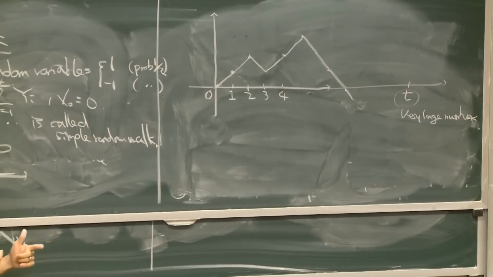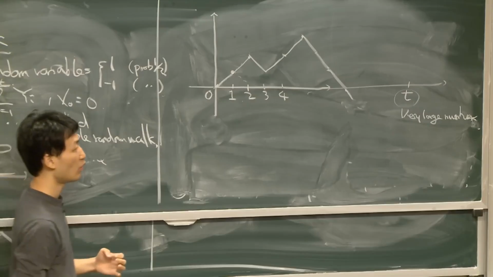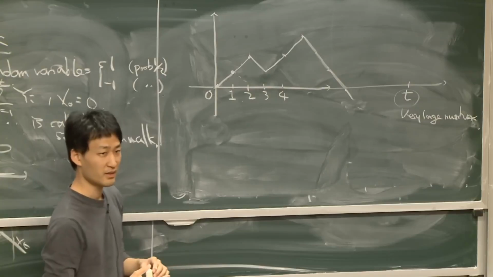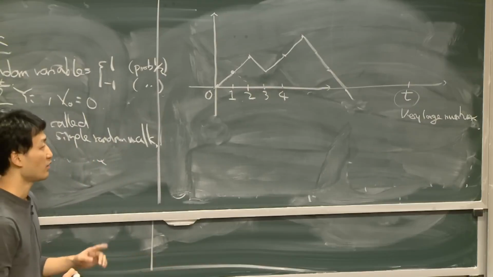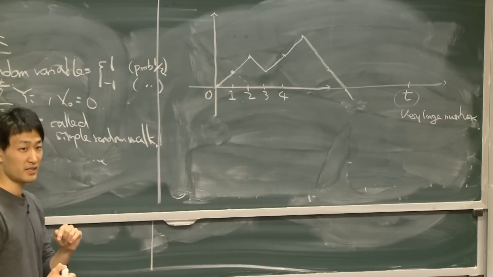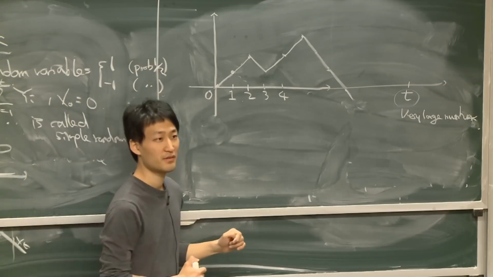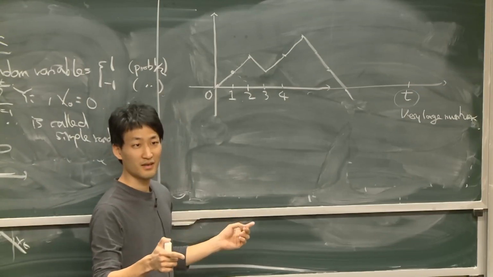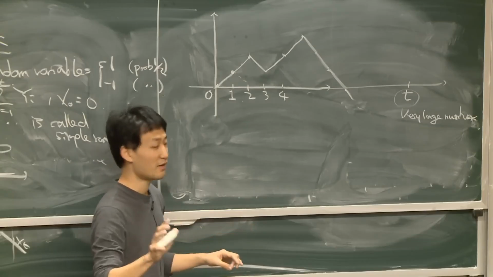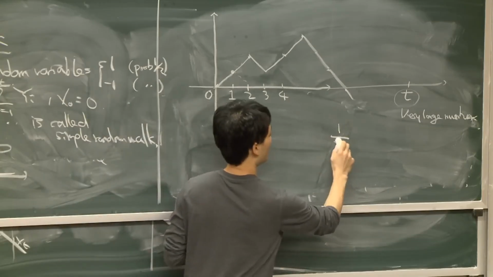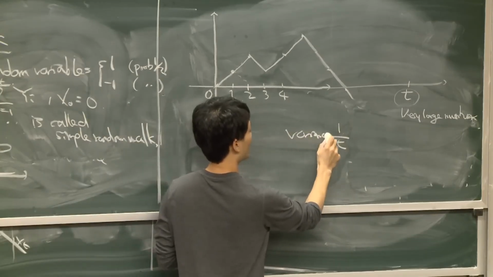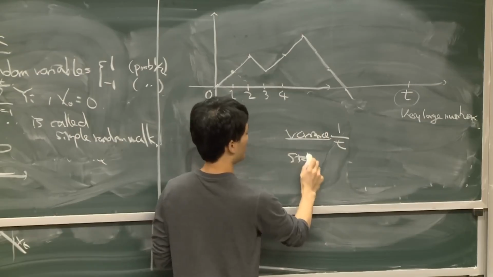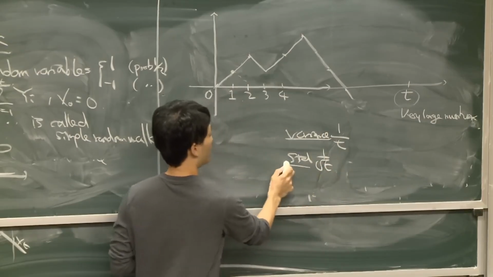Anybody? Variance will be small. About how much will the variance be? 1 over n? 1 over t? Anybody else want something different? 1 over square root t is probably. Oh, you're right. Sorry, variance will be 1 over t. And standard deviation will be 1 over square root t.